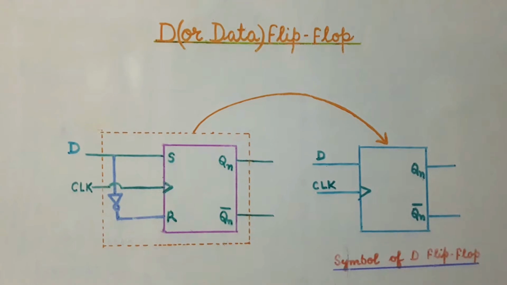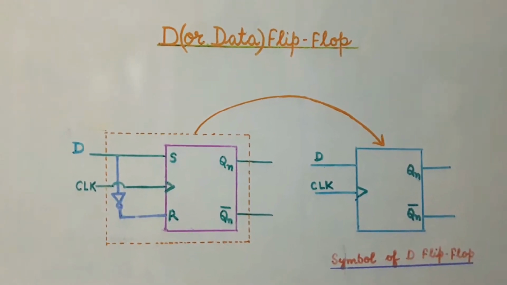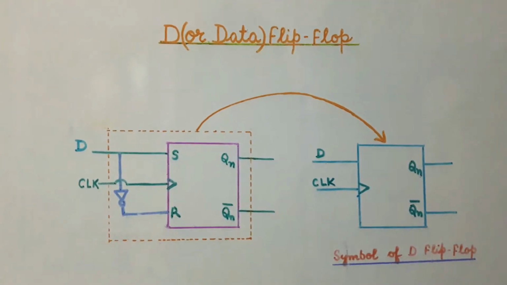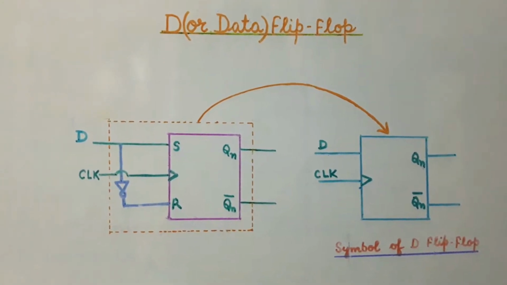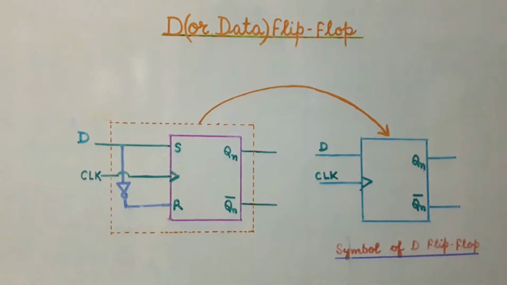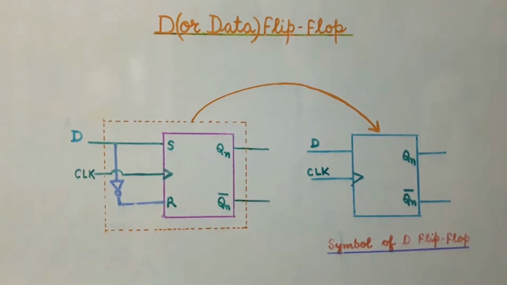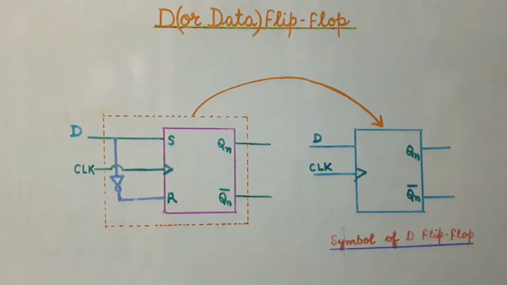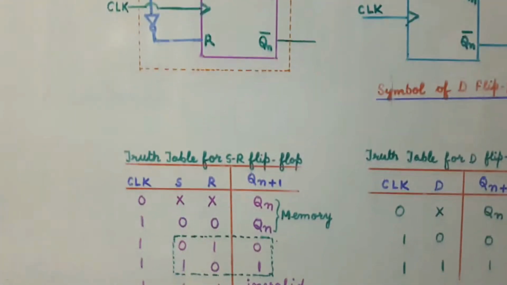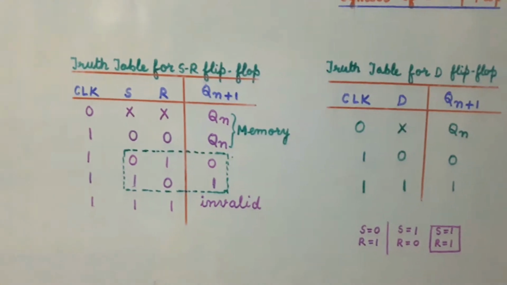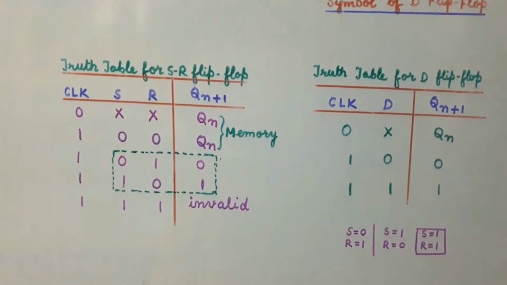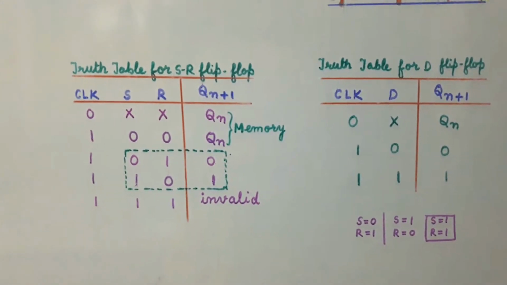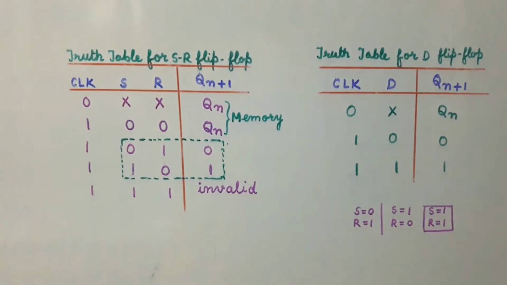In this presentation, we will understand what is a D flip-flop and how we will make a D flip-flop by using a SR flip-flop. We already know what is a SR flip-flop. So we have drawn the truth table of the SR flip-flop as shown in this table. From the truth table of the SR flip-flop, we will derive the conclusion for D flip-flop.